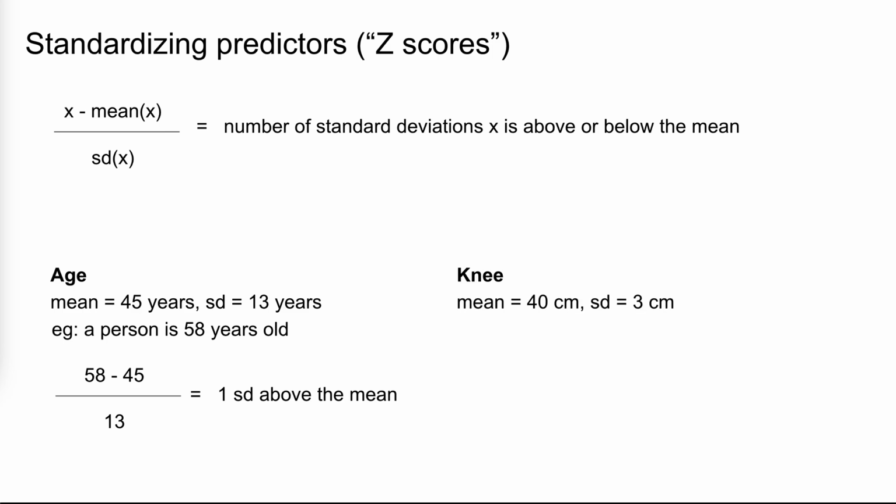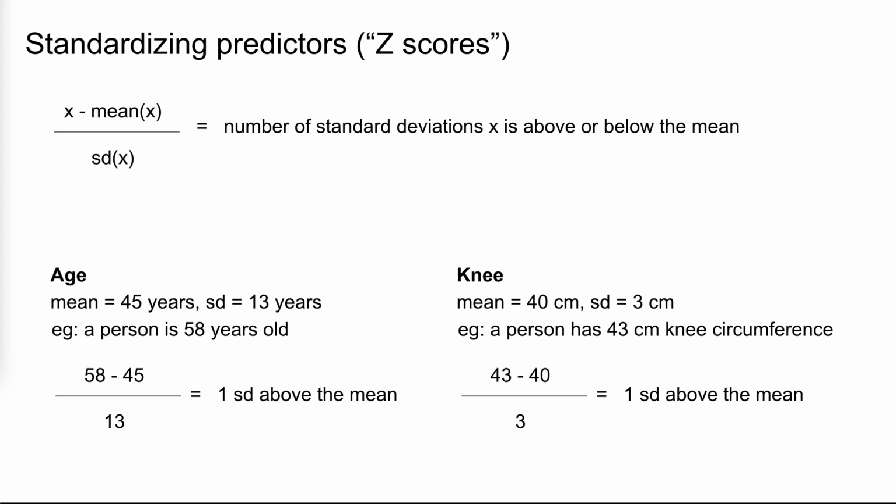Next, consider the knee predictor. The knee circumferences of subjects in our sample vary around a mean of 40 centimeters with a standard deviation of 3 centimeters. For example, consider somebody with a 43 centimeter knee circumference. Subtracting the mean of 40 and then dividing by the standard deviation of 3, we're left with 1. That is, a 43 centimeter knee measurement falls 1 standard deviation above the mean circumference. Furthermore, our standardized age and knee outcomes are now on the same scale.